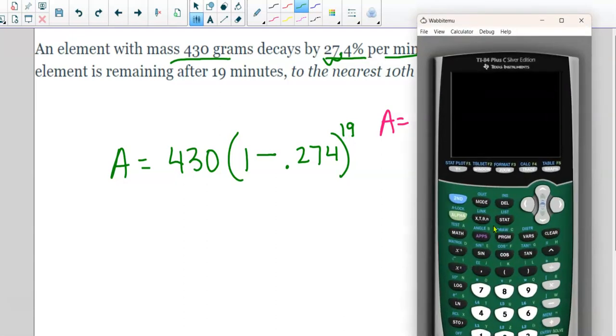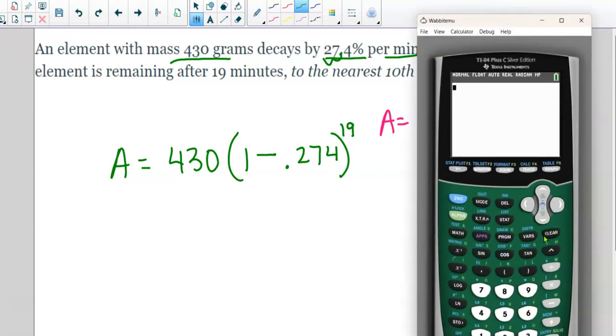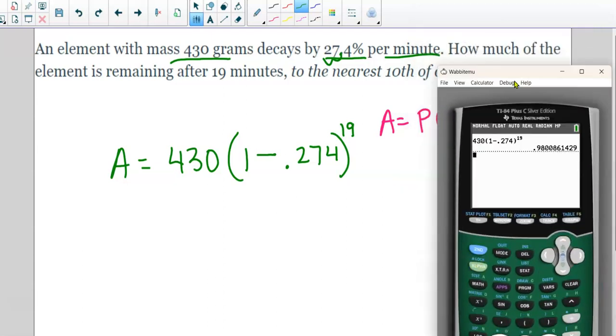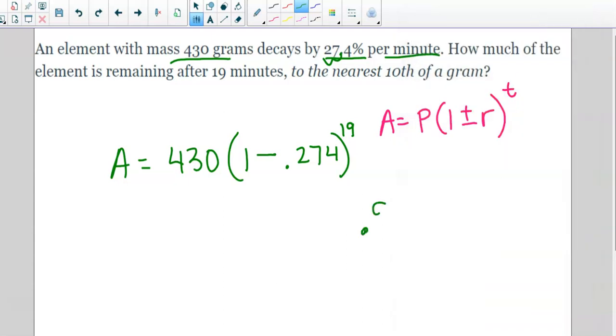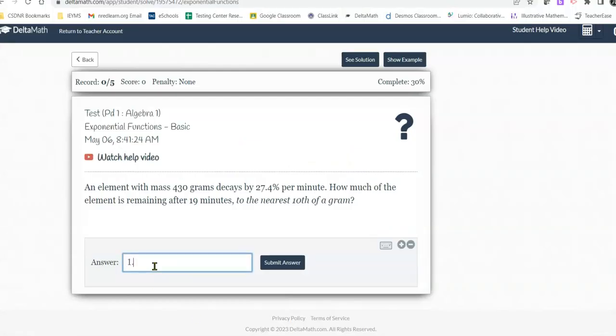So get your calculator out, and let's get started here with 430, parentheses 1 minus 0.274, and then an exponent of 19. It says round to the nearest tenth of a gram, so it's going to be 0.98, which rounds up to 1.0. The 0.98, this is the tenths, so if this rounds me up, then I have to move that place value over 1. So we're going to put in 1.0.